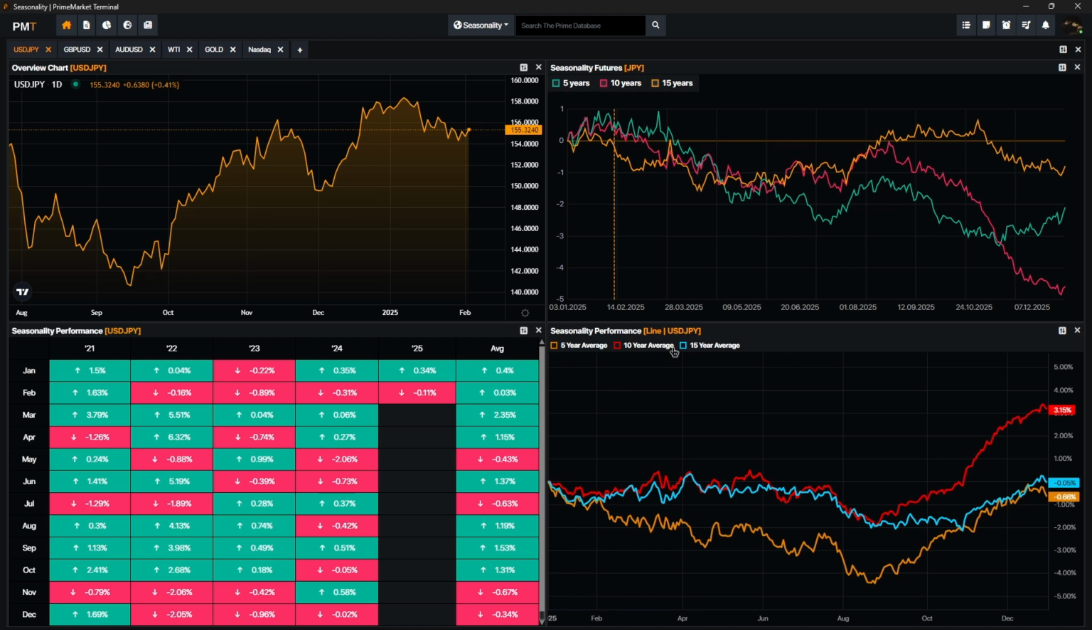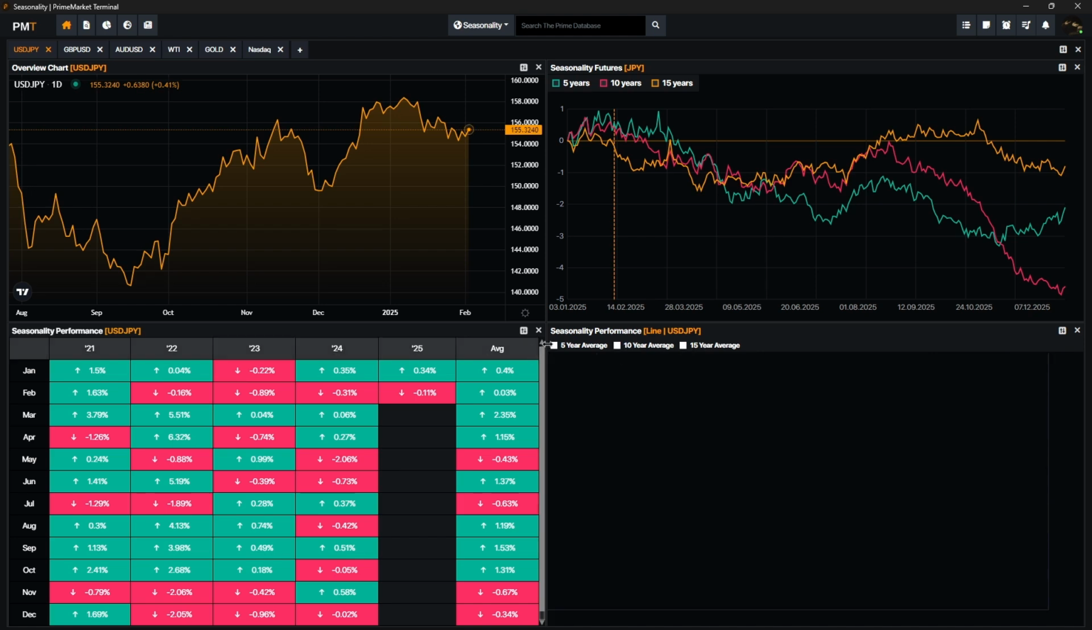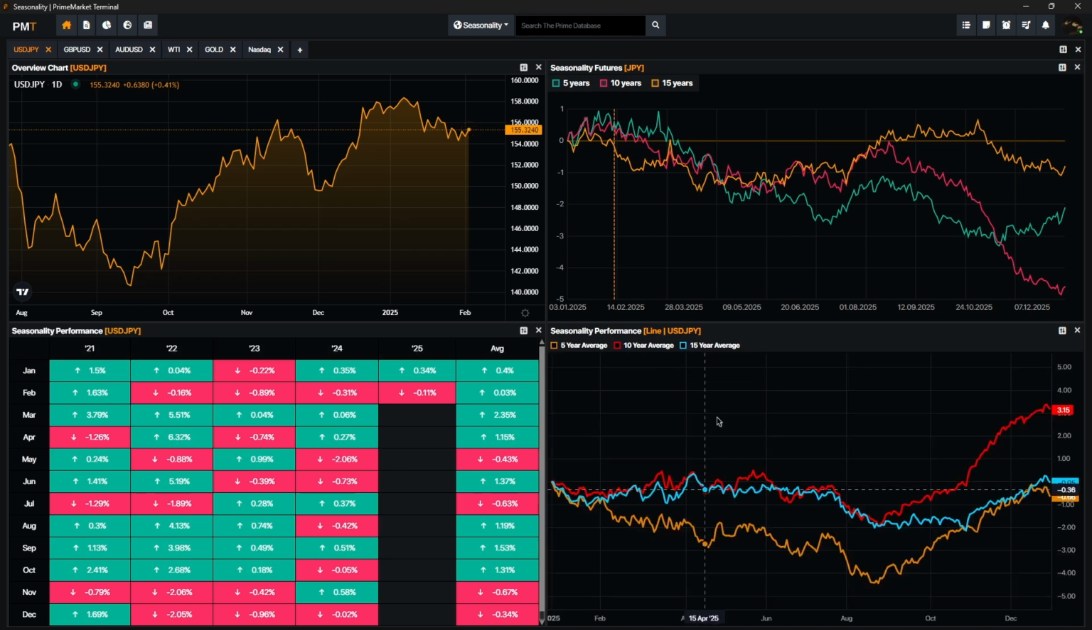Next, we have seasonality performance on an average basis, right? So I'll remove these. So we have the 5-year, 10-year, and 15-year average, and this is simply just the price action of the dollar yen over 5 years, 10 years, and 15 years average. So this is the average price movement, and you can see patterns here, like in late October up to December, the dollar outperforms the yen and we see a rise in dollar. So this is a trend right here that you can look at, and you can use it to get whatever you want, right?